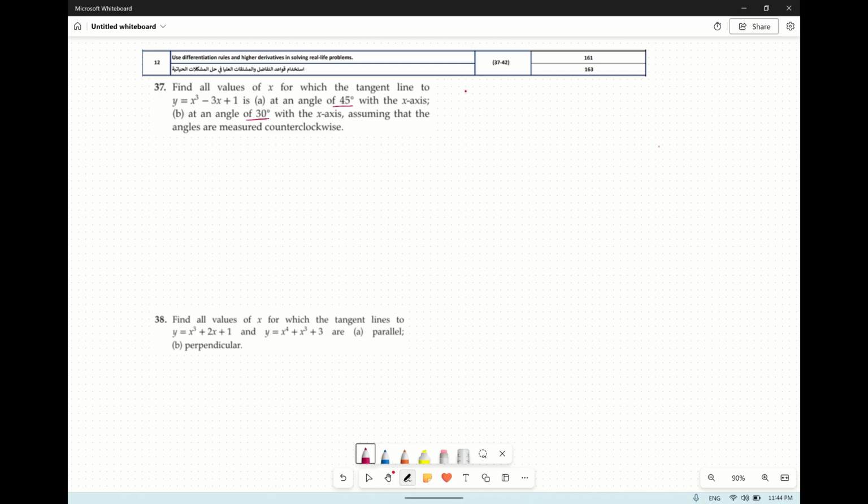To solve this question, all you need to do is find f prime of x and put it equal to tan the angle that is given. This is the rule here. So this is the function f of x. If I were to derive it, I will get 3x squared minus 3 equal to tan the first angle given, which is 45. So here we are doing part A.